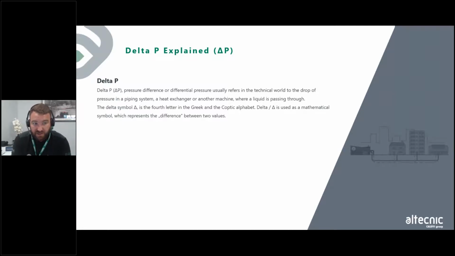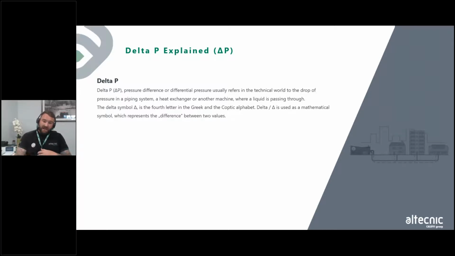The delta symbol, which is the triangle, is the fourth letter of the Greek alphabet and the Coptic alphabet. Delta is used as a mathematical symbol which represents the difference between two values. So what we're looking for here now, the HIU needs a certain amount of energy to work. A HIU will have a minimum and a maximum operating bandwidth of where it can work. So for instance, we work off 35 kPa, 0.35 of a bar, to 165 kPa, 1.65 of a bar. And that's the differential pressure that we're looking for.